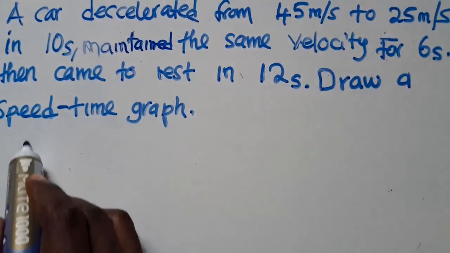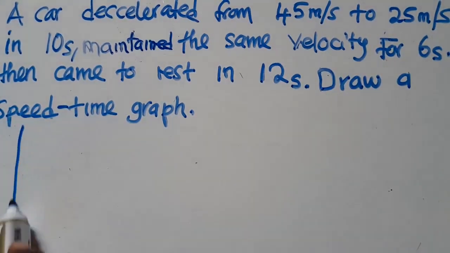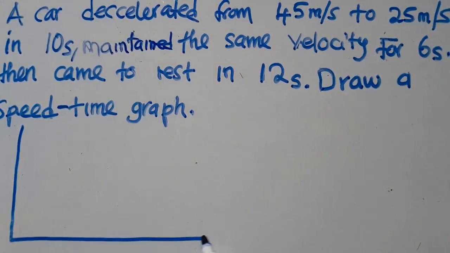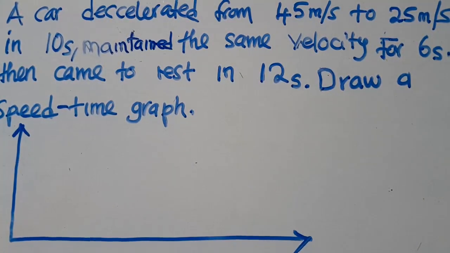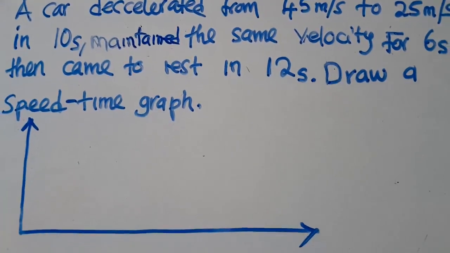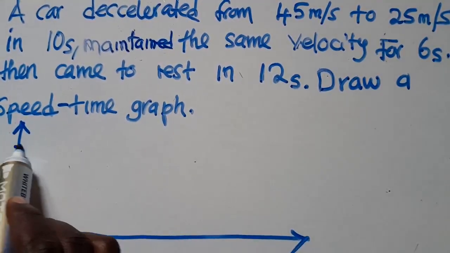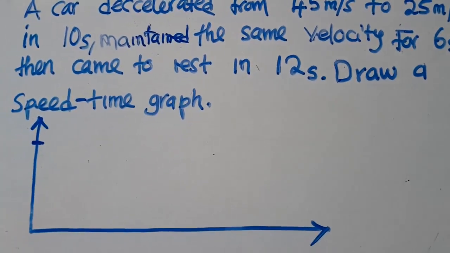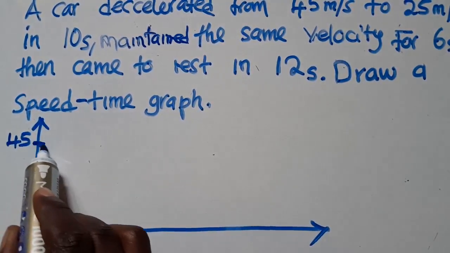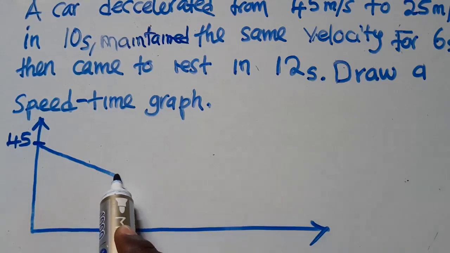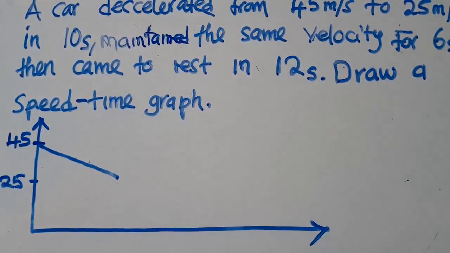The first thing that you have to do is set up the axes like this. The question says a car decelerated from, so from where? 45. So we put our 45 there. From 45, it was decelerating, so it was moving like this, to what? To 25. So I'm going to put 25 there.